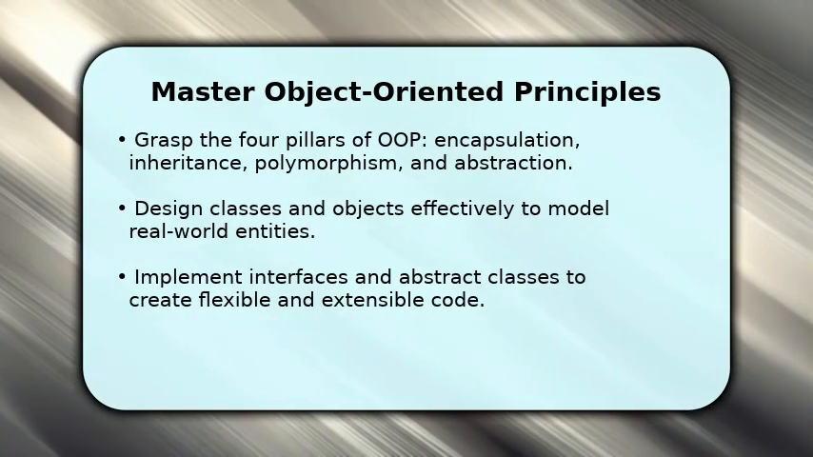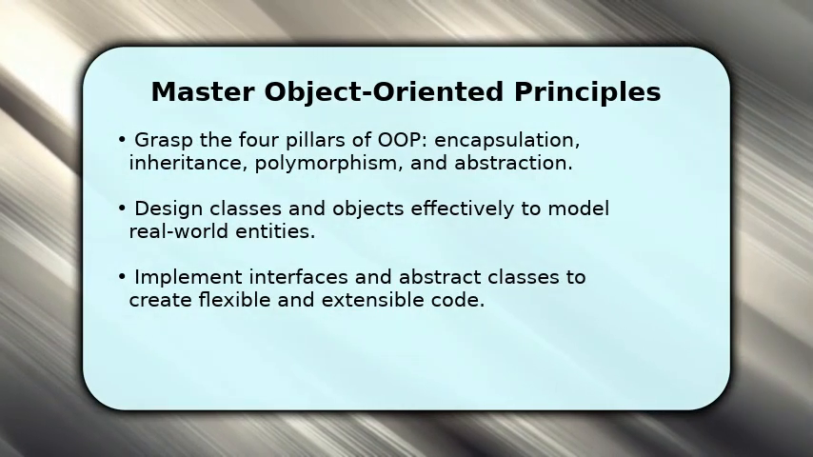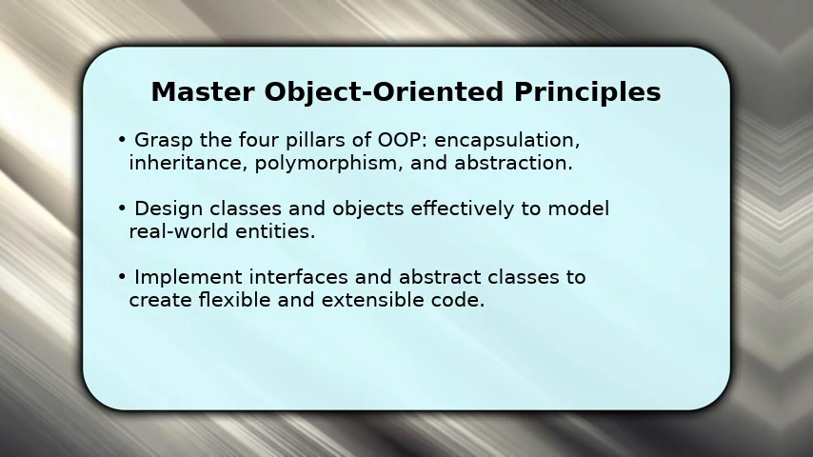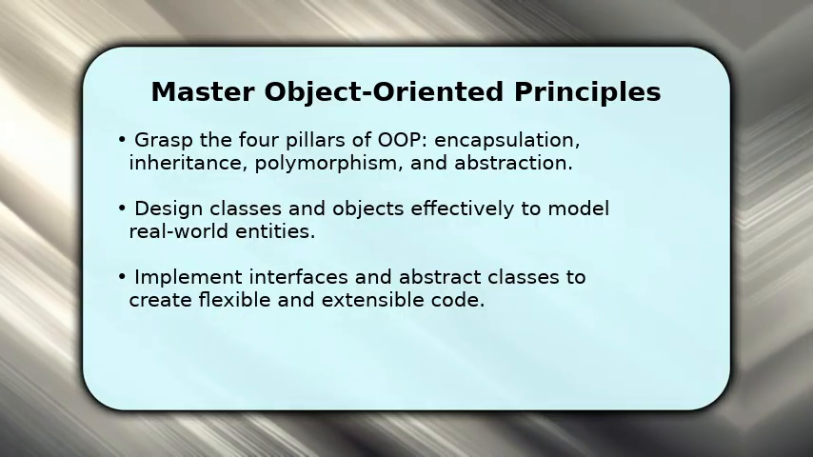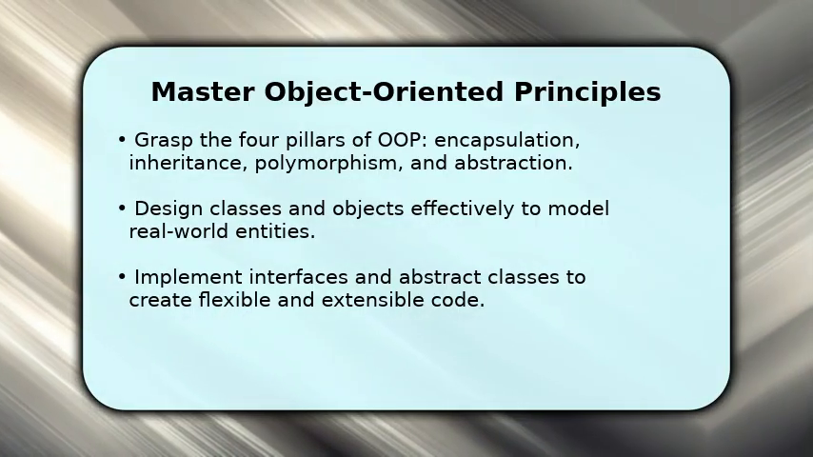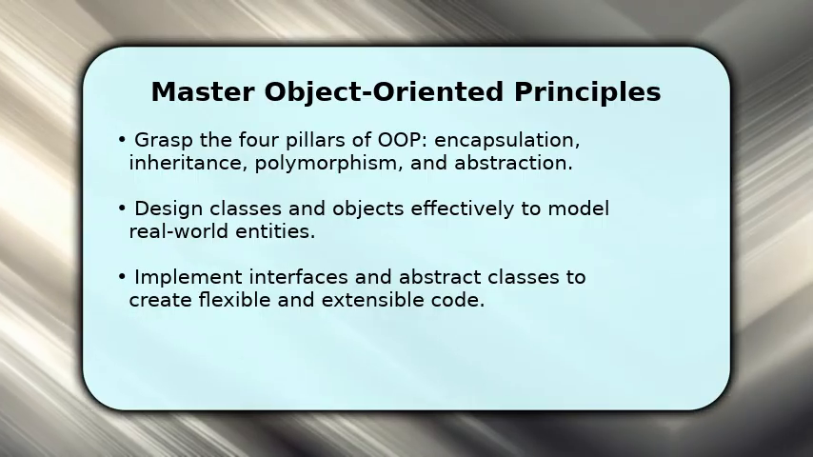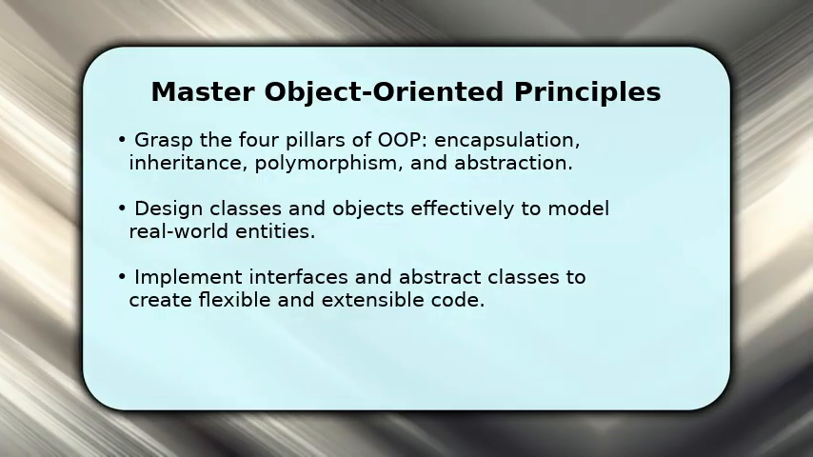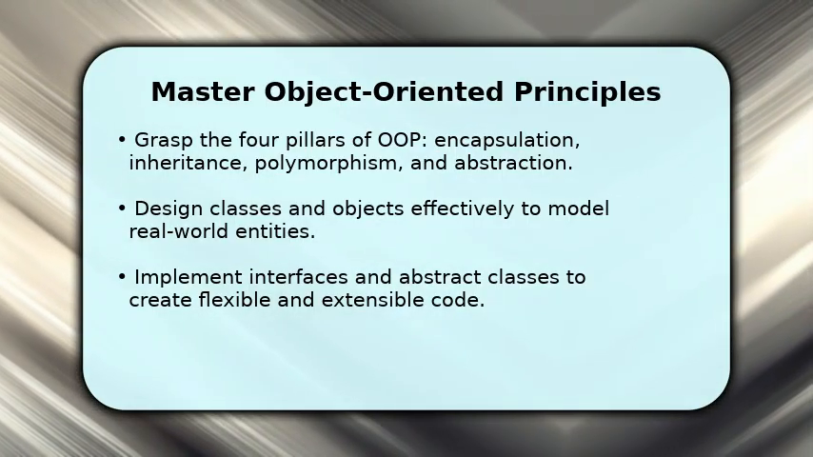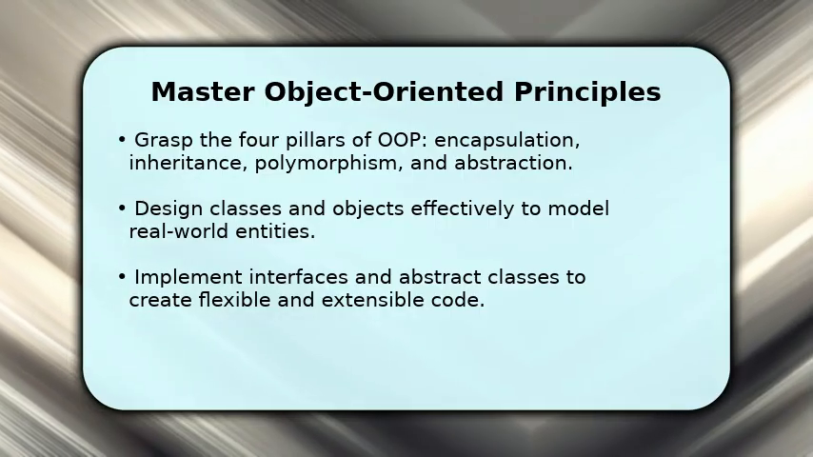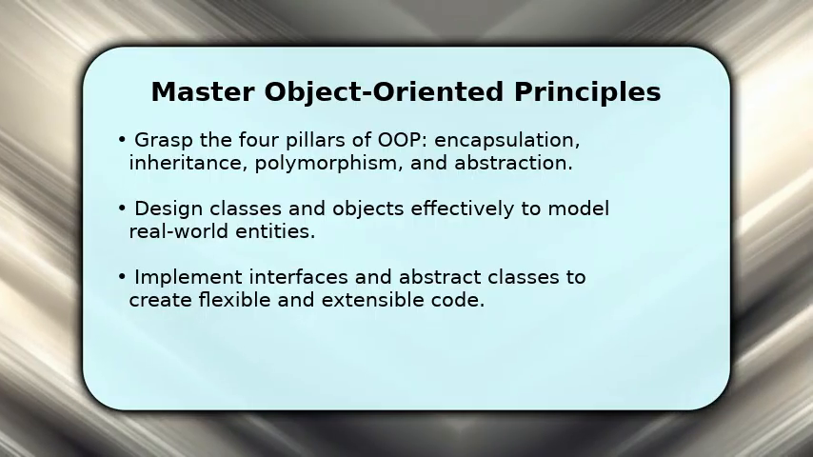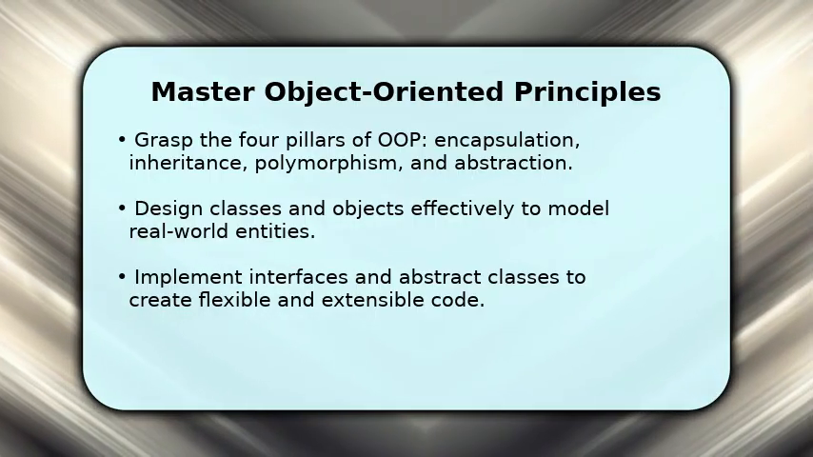Next, dive deep into object-oriented programming, or OOP. Master its 4 fundamental pillars: encapsulation, inheritance, polymorphism, and abstraction. These principles are vital for writing clean, maintainable, and scalable code. Learn to design classes and objects effectively, modeling real-world entities with precision. Implementing interfaces and abstract classes will further enhance your ability to create flexible and extensible Java applications.